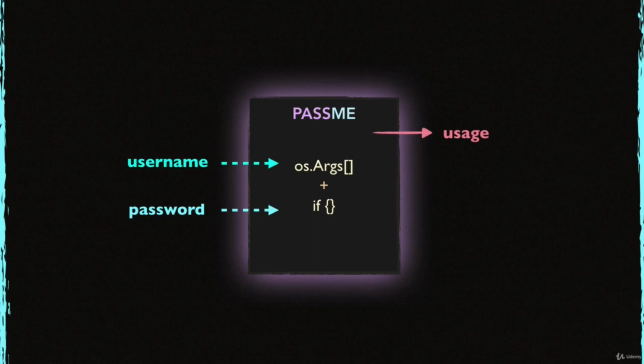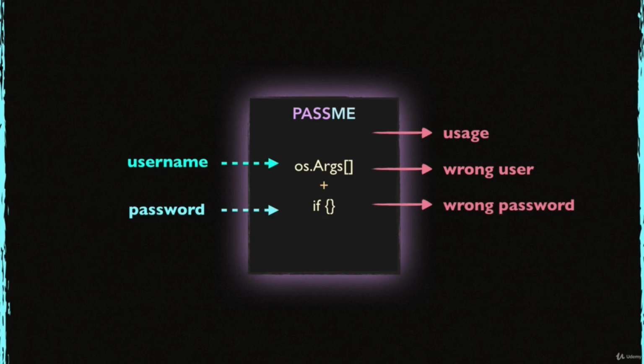Then it will check the provided username with the correct username. If they don't match, it will display an error message and will quit again. If all is okay, then it will check the provided password with the correct password. Again, if they don't match, it will display another error message and will quit. And lastly, when the username and the password are correct, then it will print an access granted message.